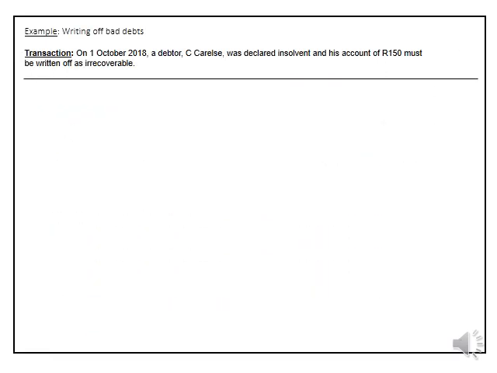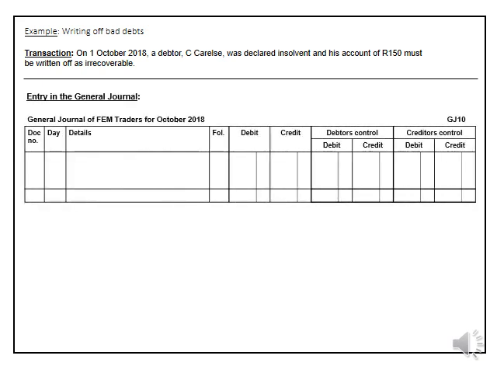Let's look at an example. On the 1st of October 2018, a debtor, C. Carlser, was declared insolvent and his account of 150 must be written off as irrecoverable. The entry in the general journal.